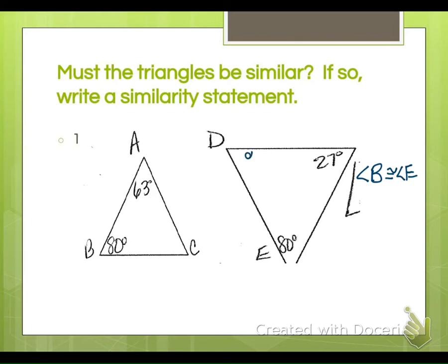D? Oh, yeah. Okay, so 180 minus 27 minus 80. What do we get? Okay, so we have 73 there. We don't have to solve for this one because we know it's not going to be 73, right? It's not going to end up being that 27 since that didn't add up that way. So no, these are not similar.